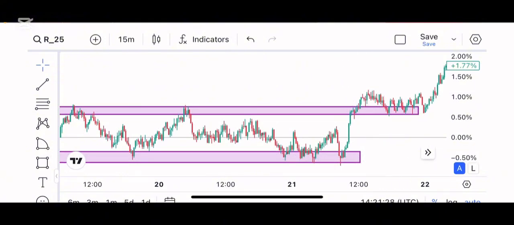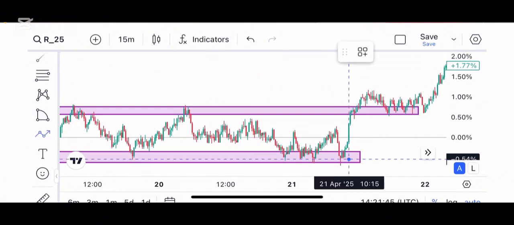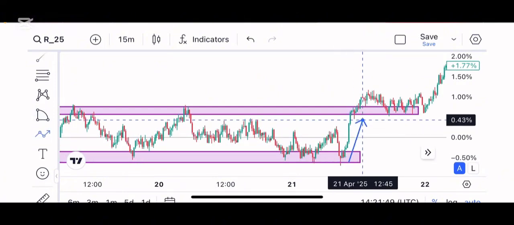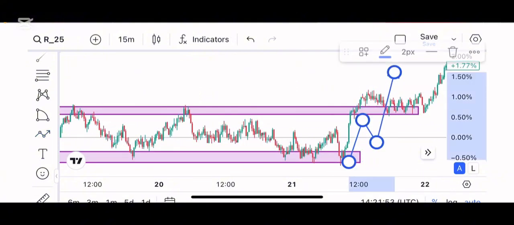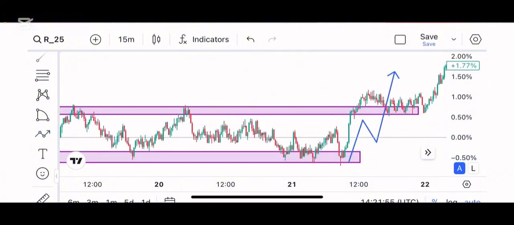What you need is for the market to make a 1, 2, 3 move. What I mean by a 1, 2, 3 move is we needed the market to do something like this. The market needed to come up, come down, and break. This is how you trade breakout.